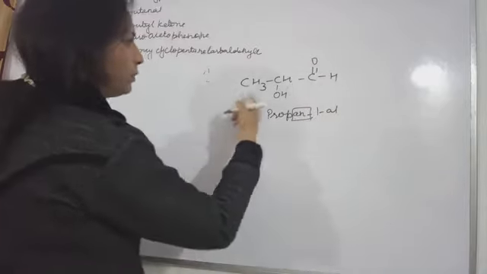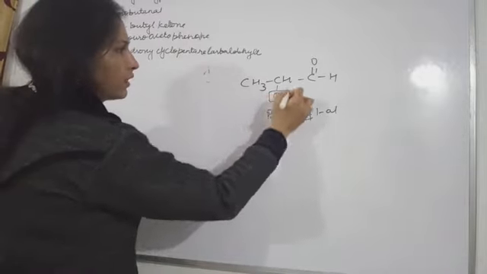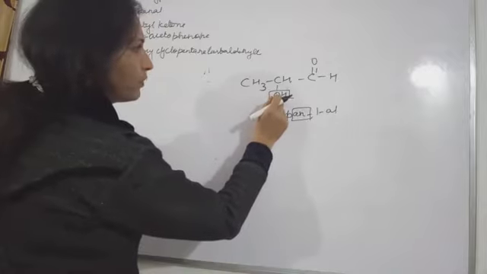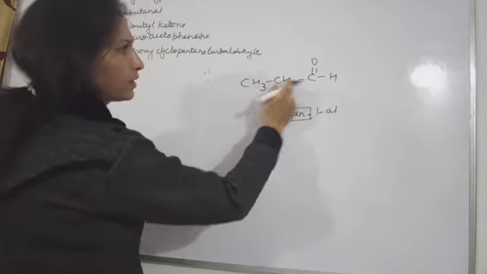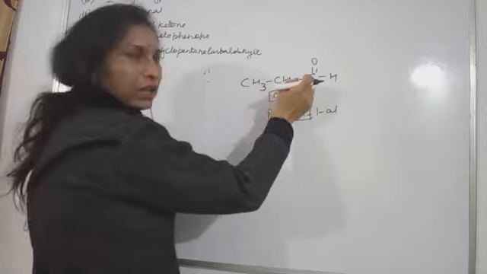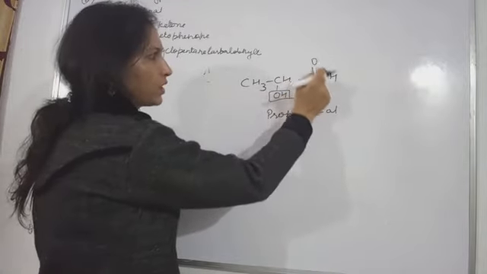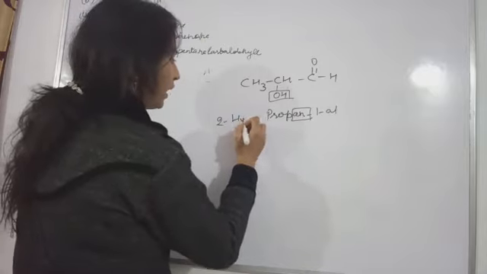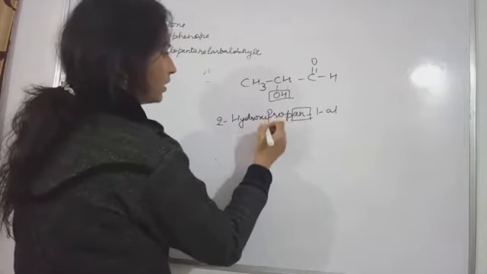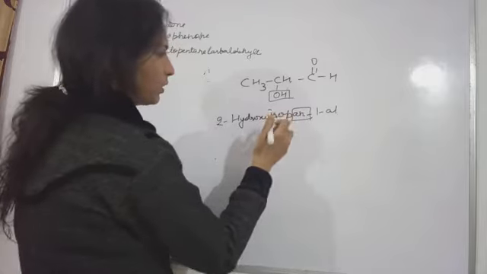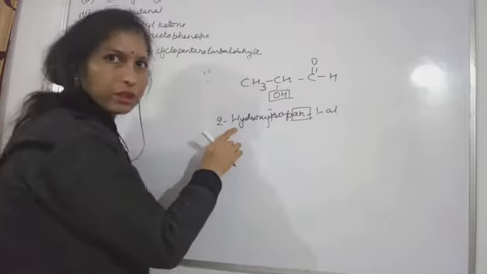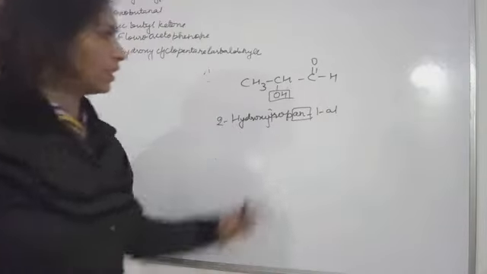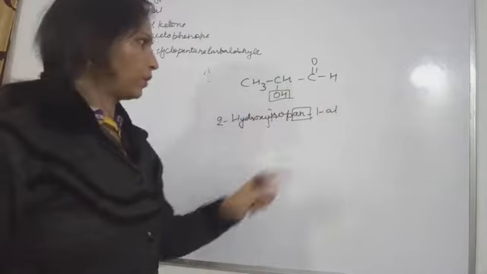And what will be the prefix? In this case this OH is present here, so this will be the prefix. So we are going to number this compound, starting the numbering from the carbon possessing the functional group: 1, 2, 3. So the name will be 2-hydroxy, where the p will be small. The first letter will be the capital one. So 2-hydroxy propane 1 al. This name will be given to this compound.